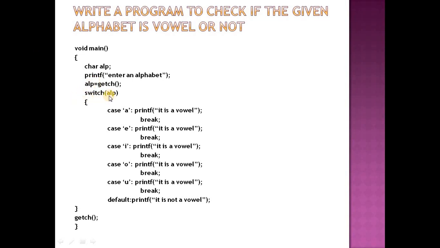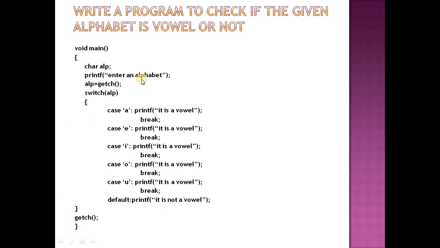X. So switch the value, case A. Does A match with x? No. Then it will go to the second condition. Case E. Does E match with x? No. Then third condition, case I. Does I match with x? No. Next, case O. Does O match with x? No. Case U. Does U match with x? No. So default printf, it is not a vowel, will get printed. End of the switch statement, end of the program.